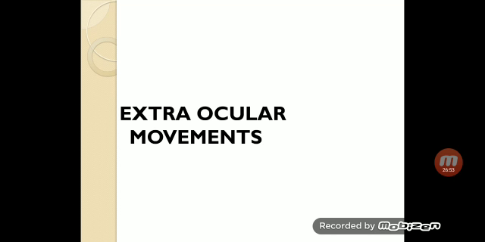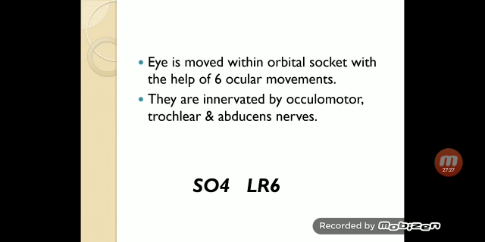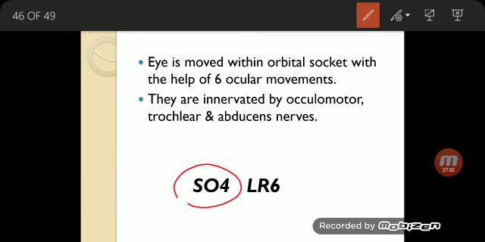Now coming to the last topic, that is extraocular muscles. Extraocular muscles are of two types, intrinsic muscles and extrinsic muscles. The intrinsic muscles are the constrictor pupillae, dilator pupillae and ciliary muscles. The extrinsic muscles are superior rectus, inferior rectus, medial or internal rectus, lateral or external rectus, superior oblique and inferior oblique. The innervation of the extraocular muscles is by the oculomotor, trochlear and abducens nerves. All the muscles are innervated by the oculomotor nerve except superior oblique and lateral rectus.